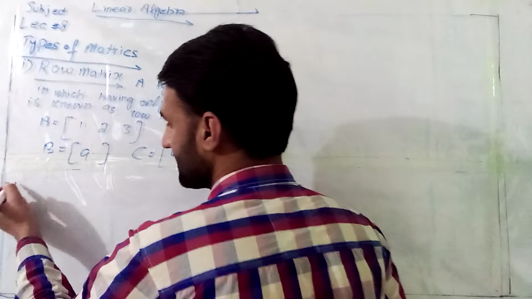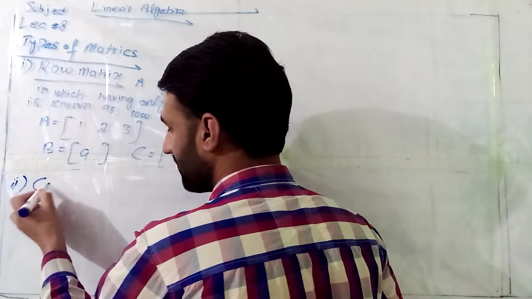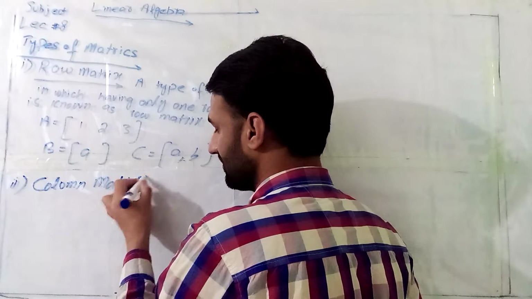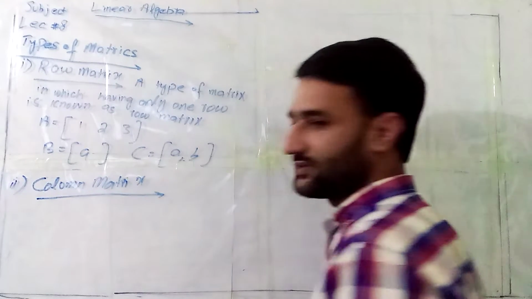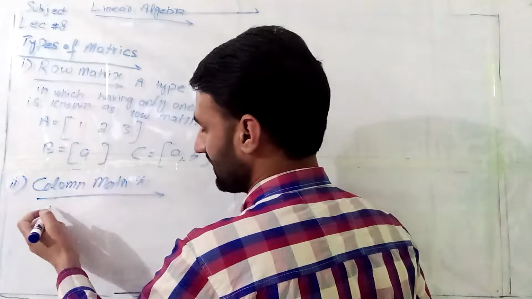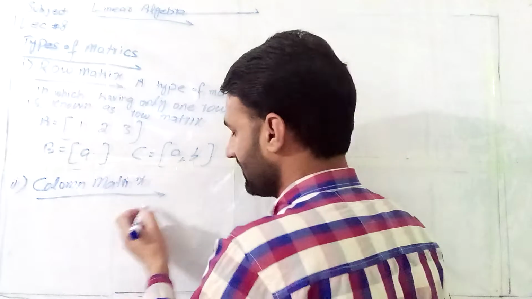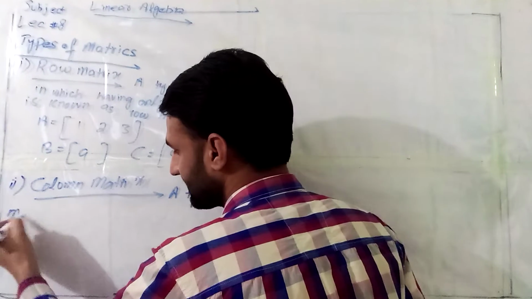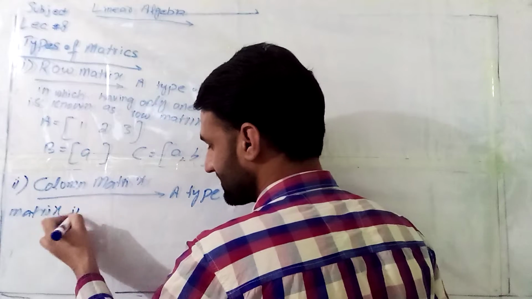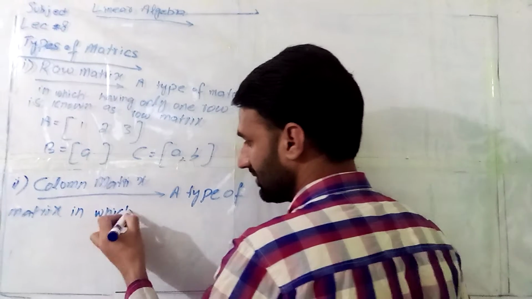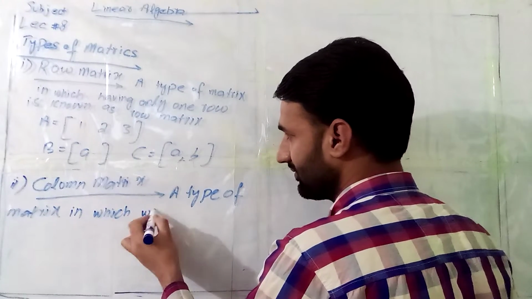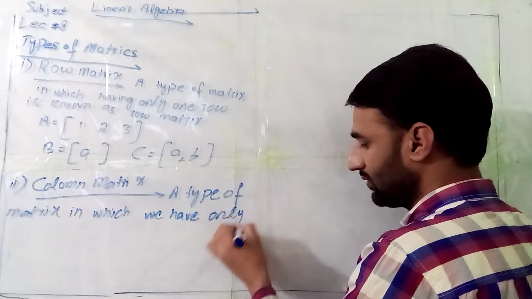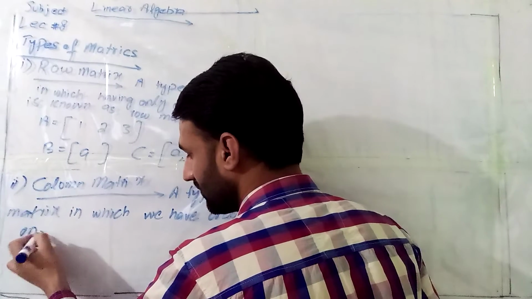So the second definition is the column matrix. What is meant by a column matrix? The definition of a column matrix: a type of matrix having only one column, right?